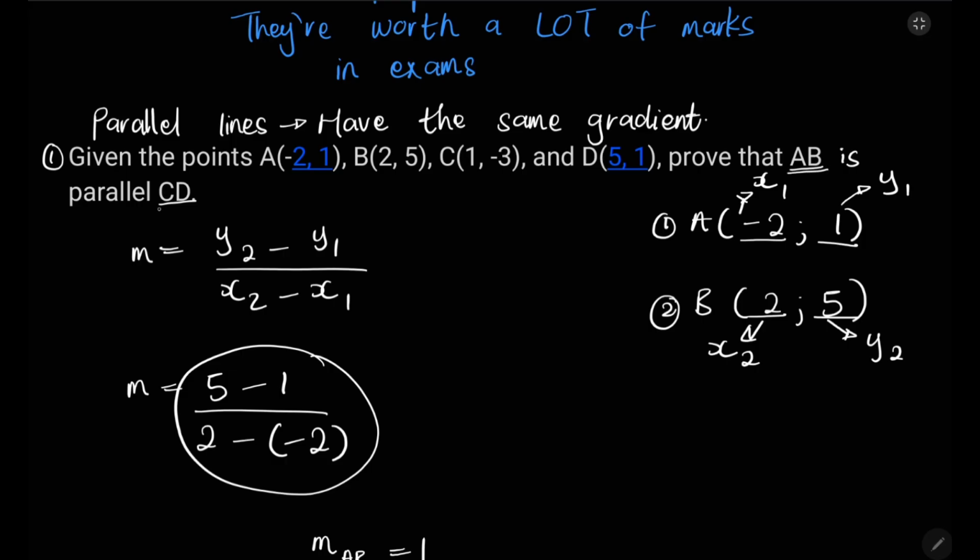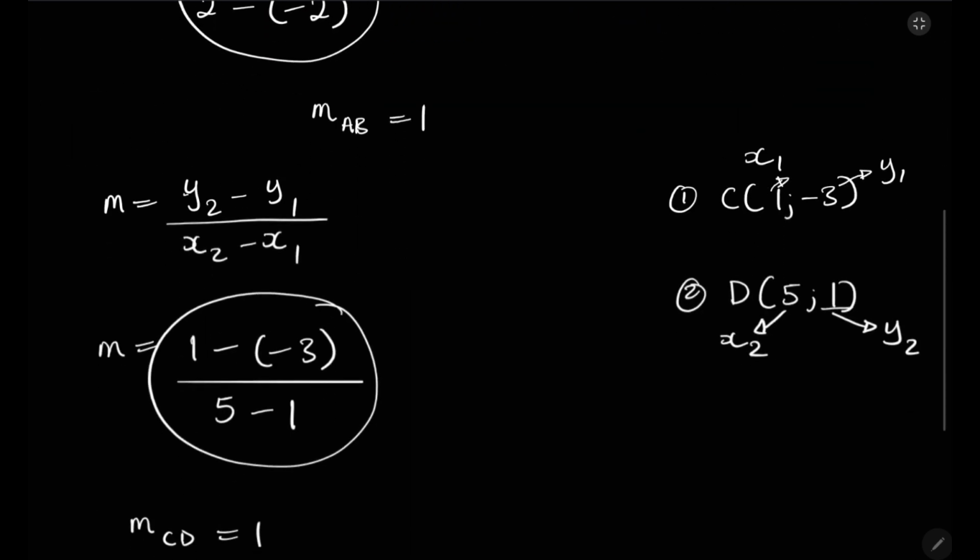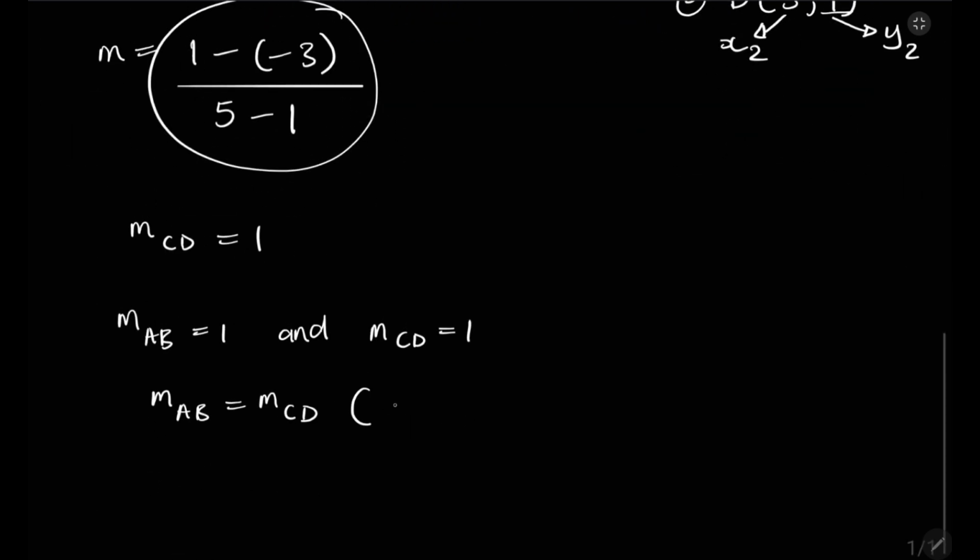Here you have AB and you have CD. You found the gradient of AB, you found the gradient of CD, and they are equal, which means they are parallel lines. You've proven that. So you can also say AB is parallel to CD.